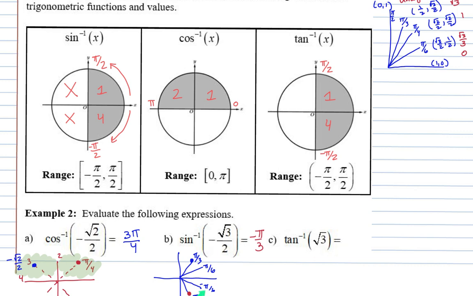That's basically it. And then lastly for tangent, we're talking about where it is square root of 3. Well, if you look at the little unit circle that I gave you, tangent square root of 3 is right here at pi over 3. So technically, your answer is just pi over 3 and you're done. Easy peasy.